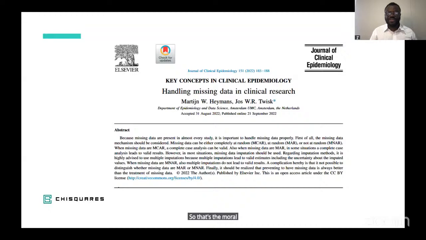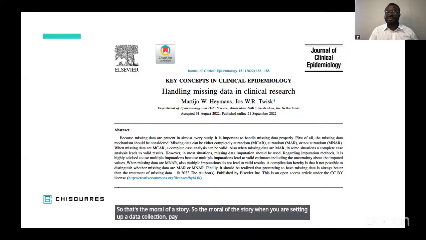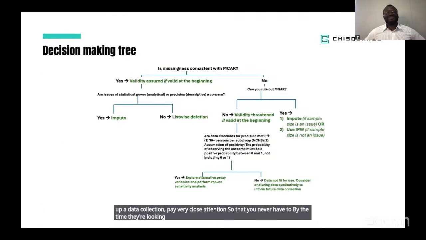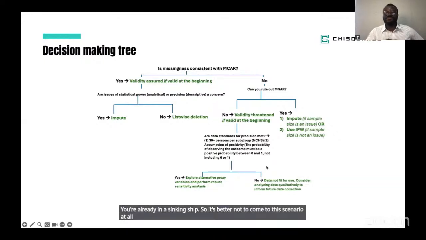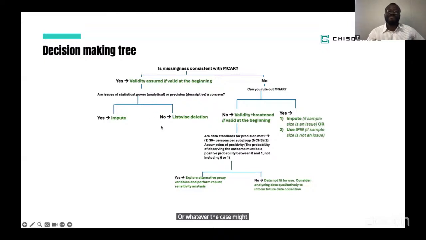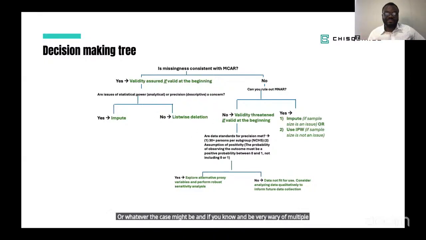When you are setting up a data collection, pay very close attention so that you never have to get here. By the time you're looking at this framework, you're already on a sinking ship. It's better not to come to this scenario at all than to come here and start wondering, do we have MNAR or whatever the case might be, and be very wary of multiple imputation. That's the moral of the story.